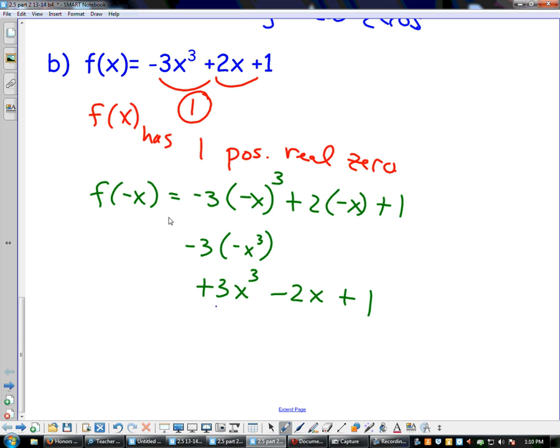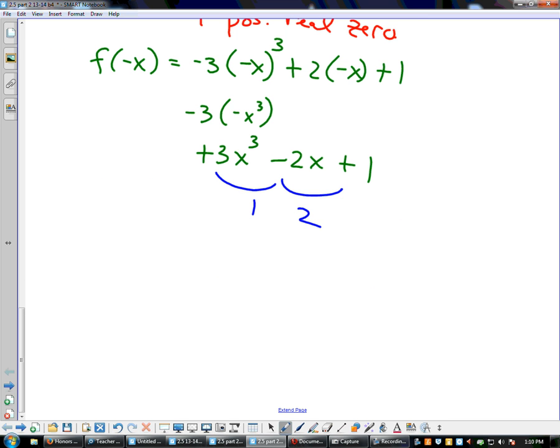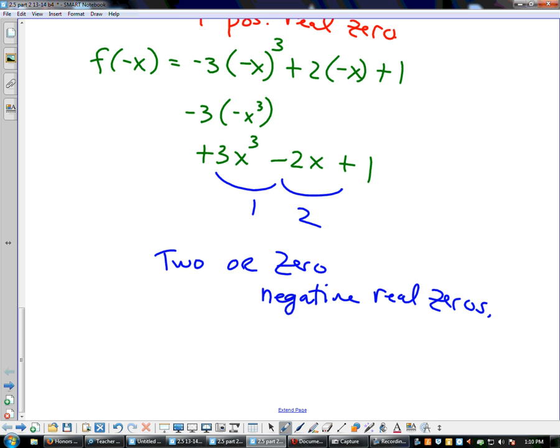So as we can see here, it goes from positive to negative, and that's one sign change, and the negative to positive is the second sign change. So there's going to be 2 or 0 negative real zeros. So we either have 2 of them or we have none of them. All right, that's what the Descartes rule of signs says for the possible number of real zeros.